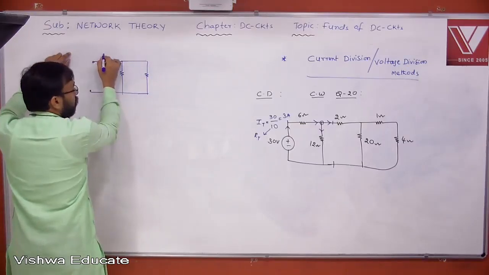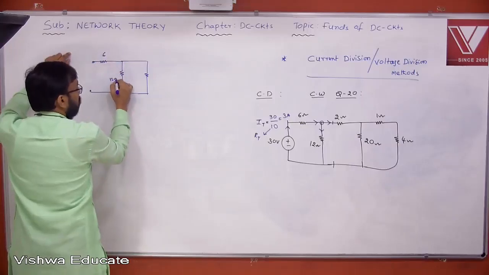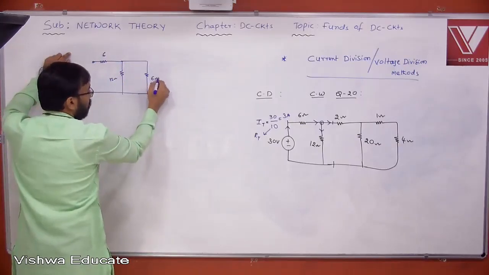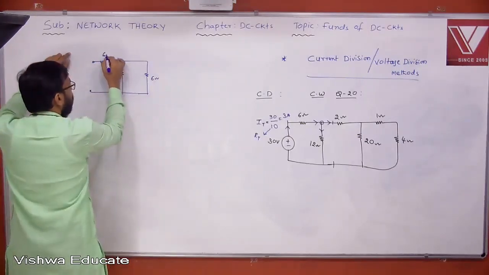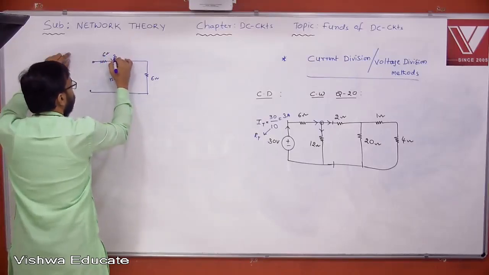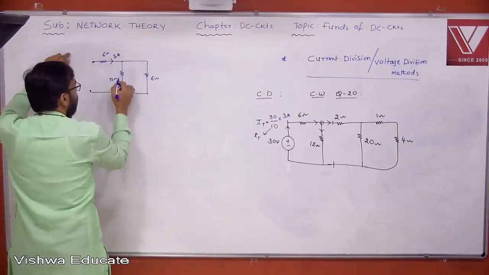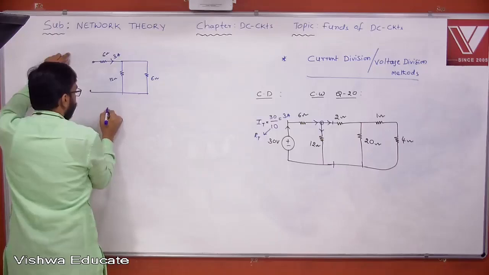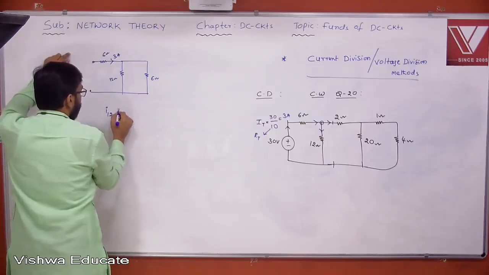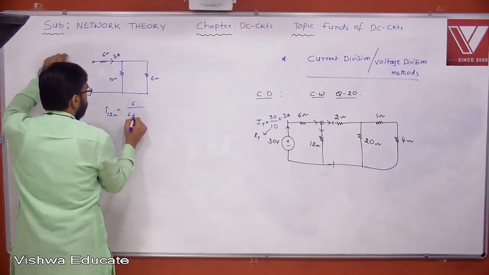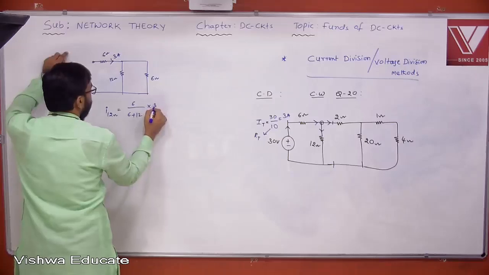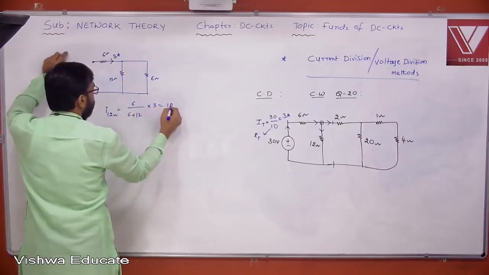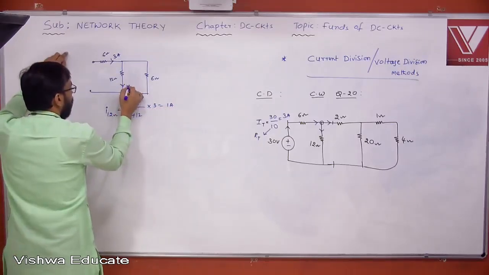What is this value? 6, and this is 12 ohm. And what is this value? Also 6 ohm. So what is the current actually flowing here? The current flowing here is 3 ampere, right? Then let me find the current through 12 ohm. What is the current through 12 ohm? Opposite resistance, 6 by 6 plus 12 into 3. 18 by 18, 1 ampere is flowing.